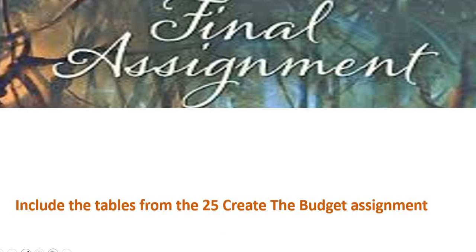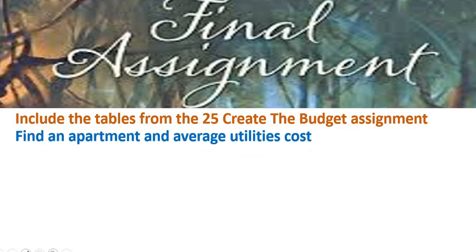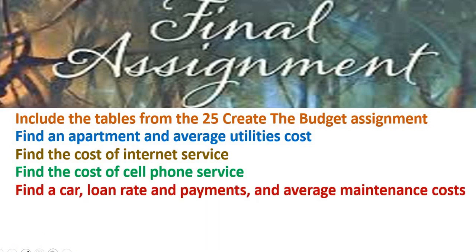Okay? And as we're doing this, here's what you're going to do. You're going to include the tables that you filled in on the create the budget assignment. So you've already got that done. You're just going to put that in this final assignment right at the top, because we're going to refer to those numbers that you already determined. Then you're going to find an apartment and get average utility costs. After that, you're going to figure out the cost for internet service. Then you're going to find cost of cell phone service. Then you're going to find a car. You're going to get a loan rate and payments and average maintenance costs.